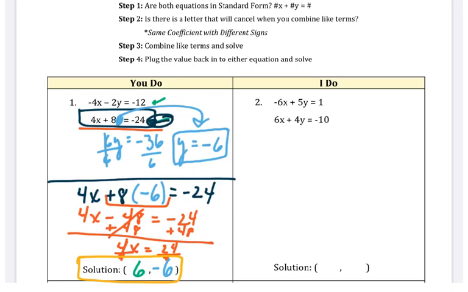It seemed like a lot, so for number 2, to start you off, you're going to look to see which variables will eliminate, which ones will cancel. Then you're going to combine like terms for the other letters and solve for the letter. Then plug the value back into either equation and solve for the missing variable. Okay, try number 2.